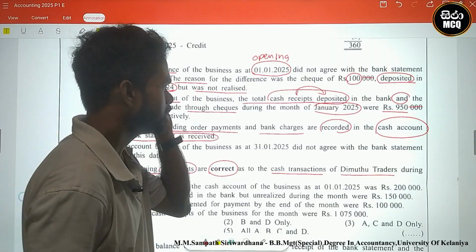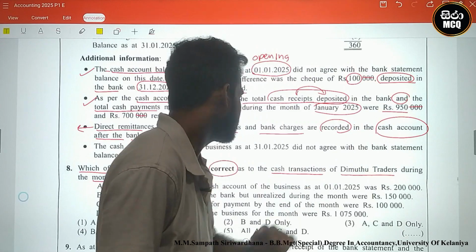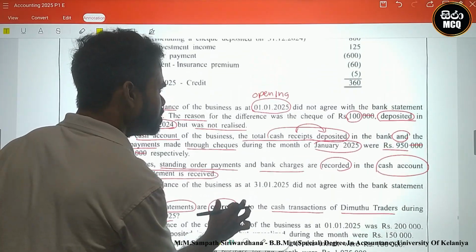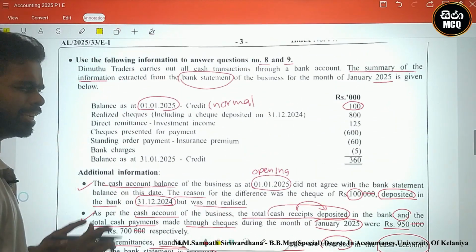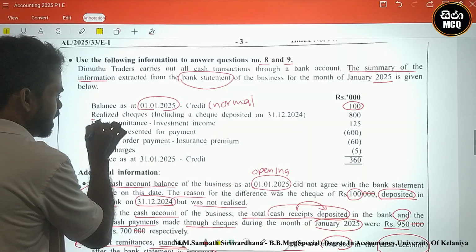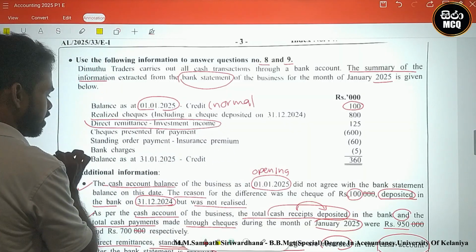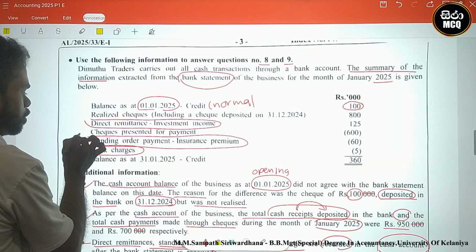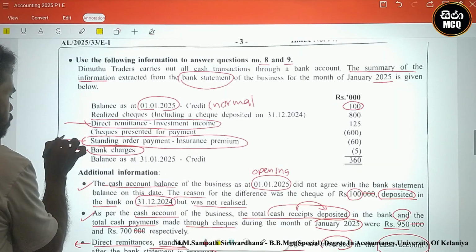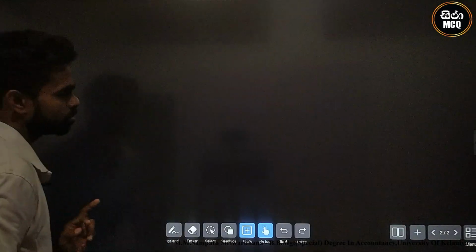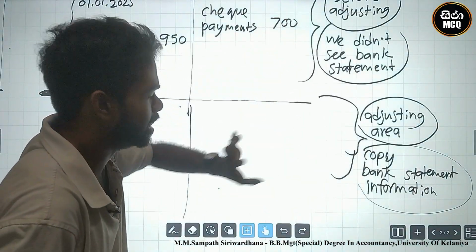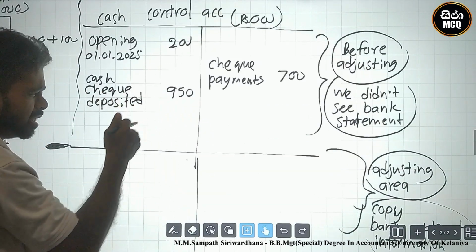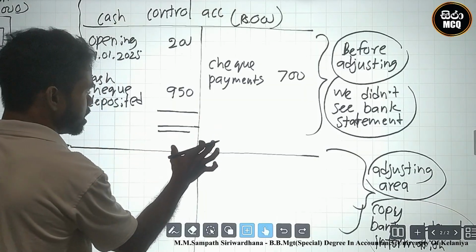Direct remittance, standing order payments and bank charges are recorded in the cash after the bank statement was received. Okay, the bank statement was received, no? We can enter some information. What are they? Direct remittance. Other one is bank charges. Standing orders, we should enter to where? Cash control account, adjusting area. Okay, adjusting area.